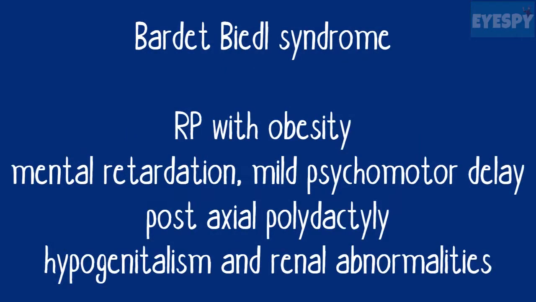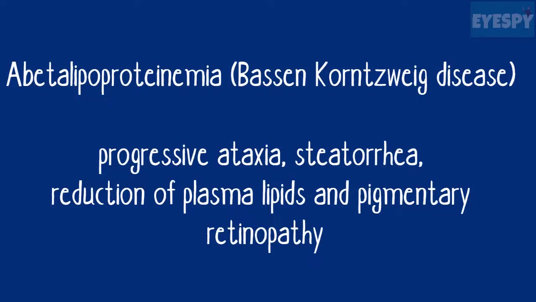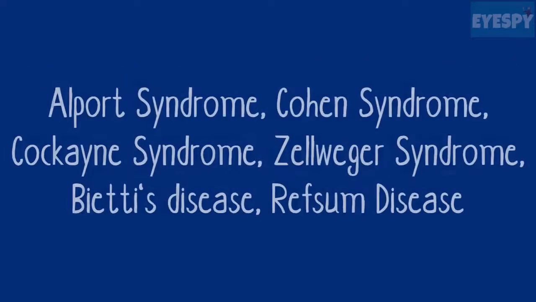Bardet-Biedl syndrome is RP with obesity, mental retardation, and hypogenitalism. Abetalipoproteinemia involves progressive ataxia, steatorrhea, and pigmentary retinopathy. Alport syndrome, Cohen syndrome, Zellweger syndrome, Refsum disease are some other forms of syndromic RP.